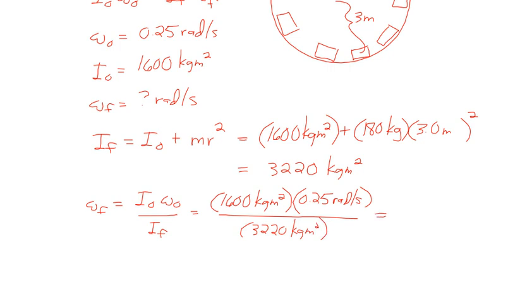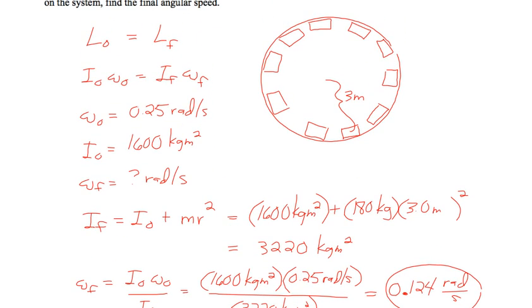And when you solve that, what do you get? 0.124 radians per second. All right, any questions on that? So the formula you're working with isn't that complicated. I mean, it's just I_O omega_O equals I_F omega_F. Once I know 3 out of the 4, I can solve for the 4th.